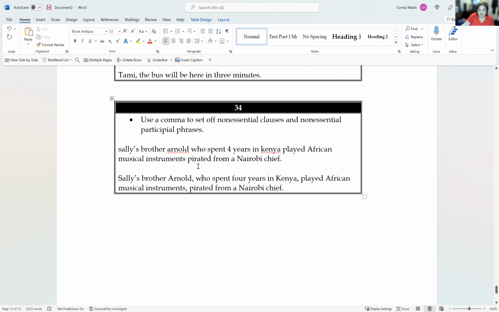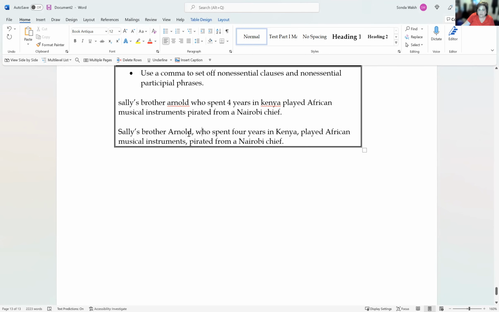So the way we write that is, "Sally's brother Arnold, comma, who spent 4 years in Kenya, comma, played African musical instruments, comma, pirated from a Nairobi chief."